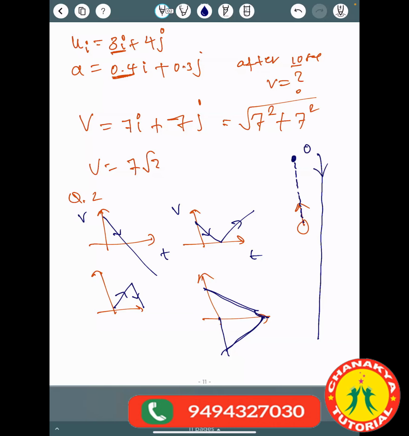So when it was going up, the velocity was decreasing, but it was positive, right? So it was decreasing, now it became 0, then it changes its direction, reverse, right? And it is increasing continuously in negative direction. So this is going to infinity. First option is correct.